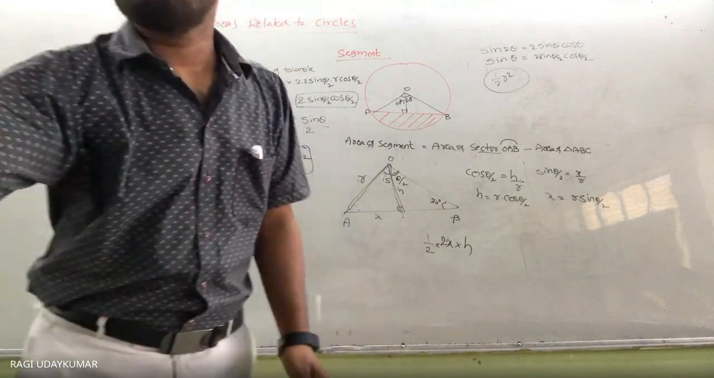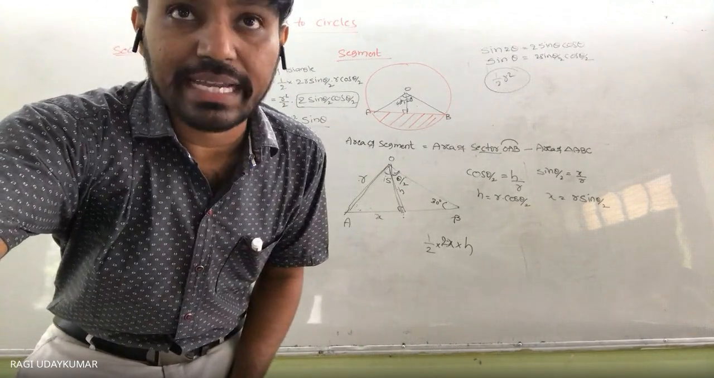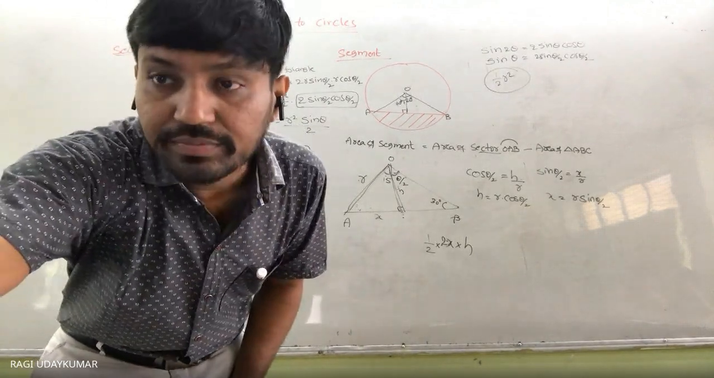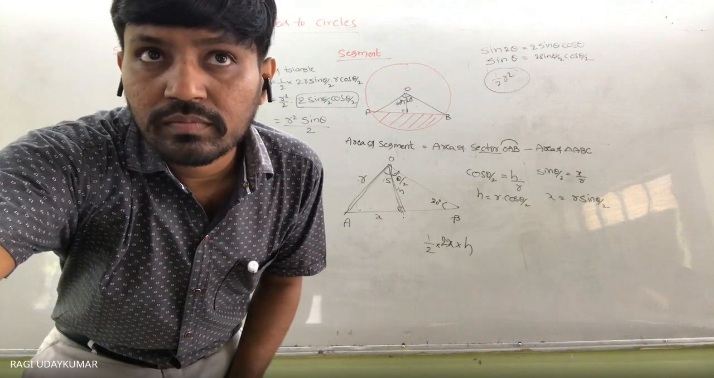Is it clear to you? How do we find out the area of the triangle and the area of the sector? Did you understand, beta? Yes, sir.